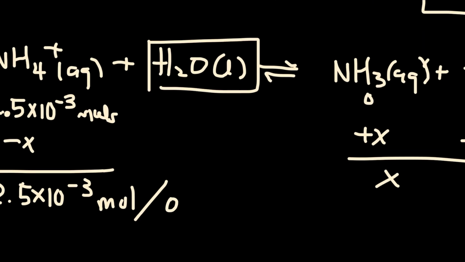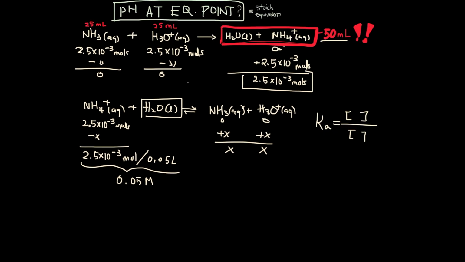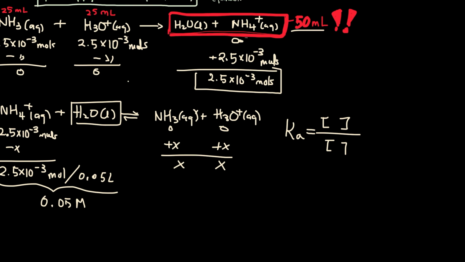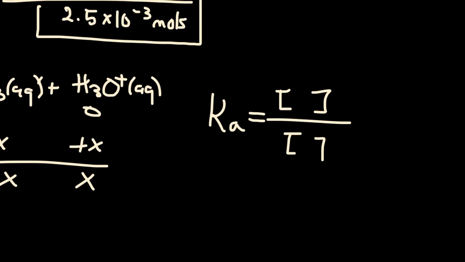You have to be really careful here. It's really easy to forget about the volume, which will give us a concentration of 0.05 moles per liter. Now we can throw it into our Ka here. The Ka, acid dissociation constant for the ammonium ion, is 5.6 times 10 to the negative 10.